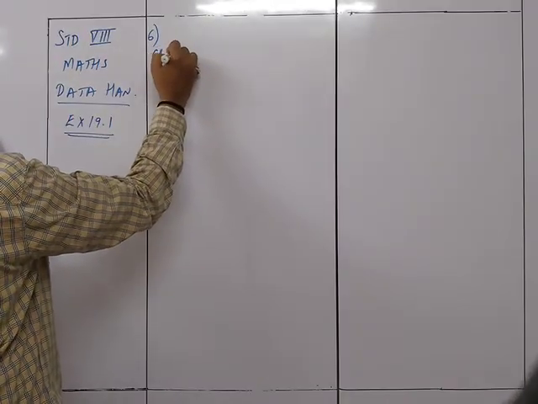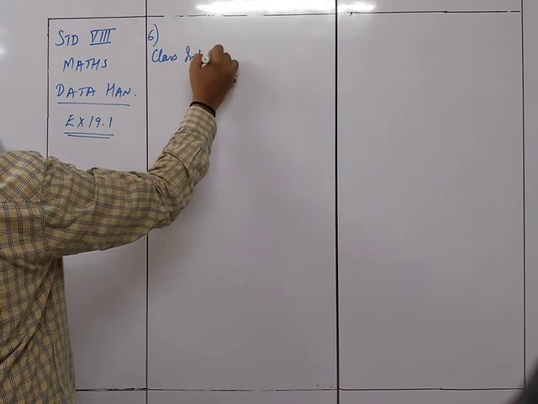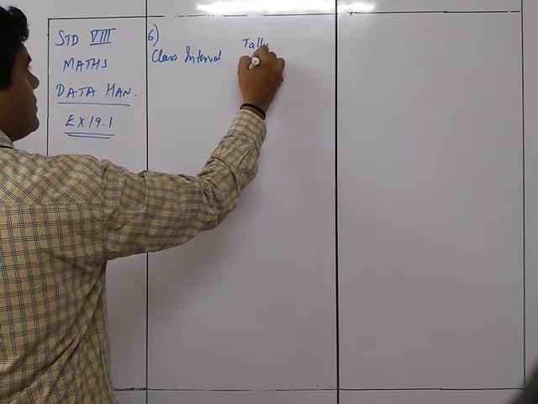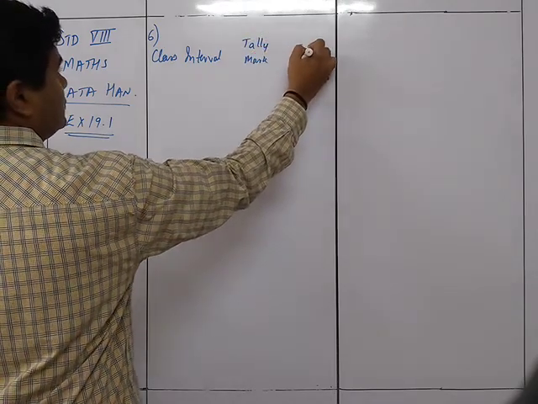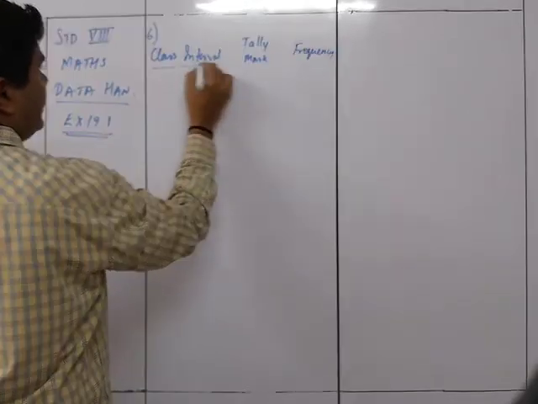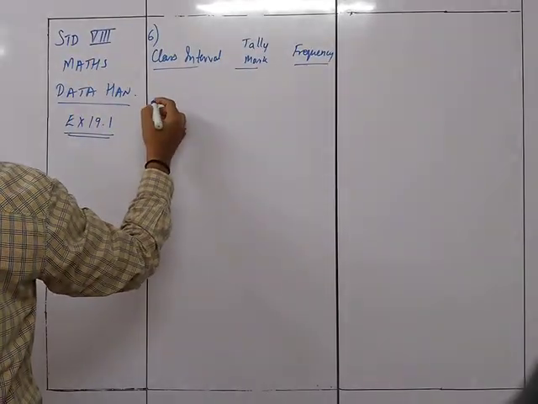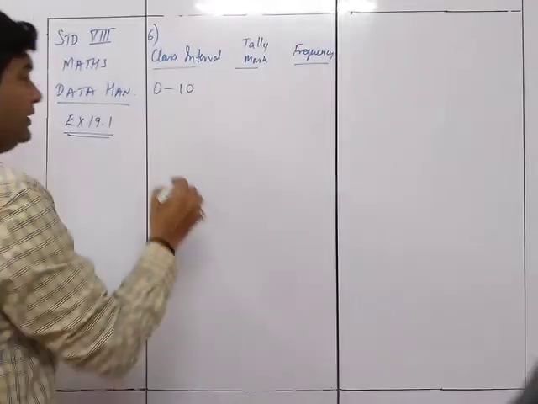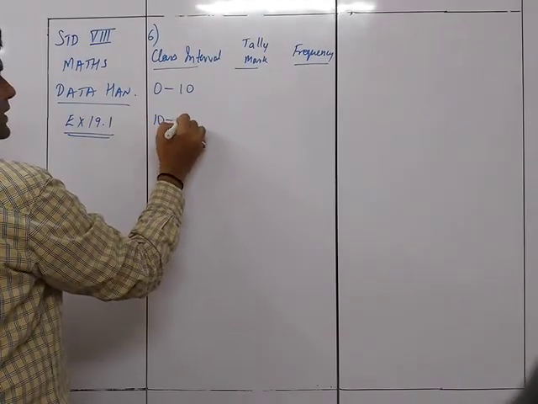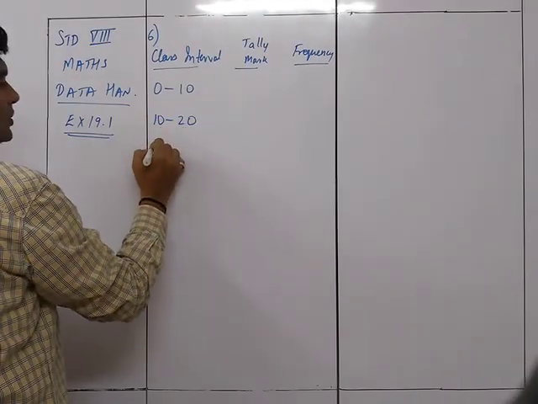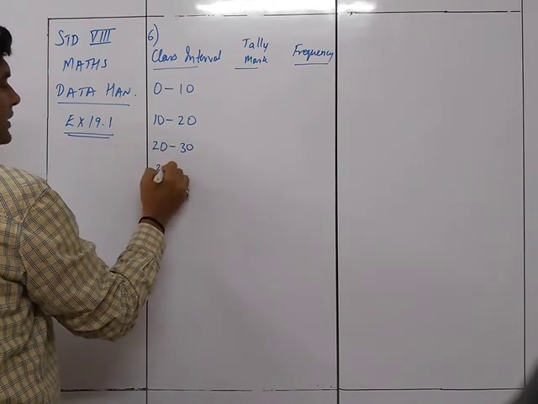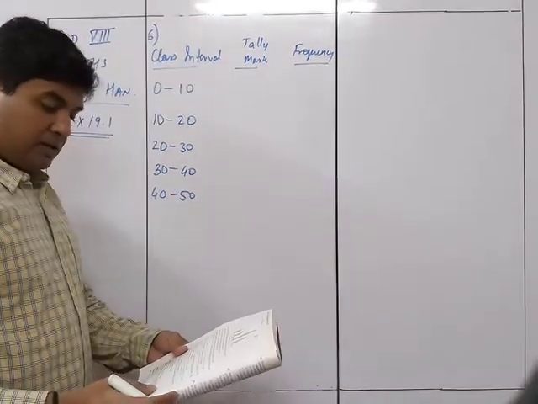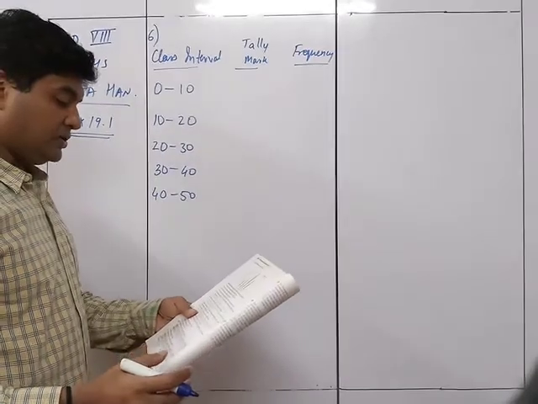It will have class interval, tally marks, and frequency. So these are the things we'll be writing down. The first range is 0 to 10. All the numbers between 0 to 10, with 10 not included, will come here. 10 to 20, so up to 19, will come here. 20 to 30 will come here, 30 to 40 here, and 40 to 50 here. There are not more than 50 marks anyway, so these will be the ones.